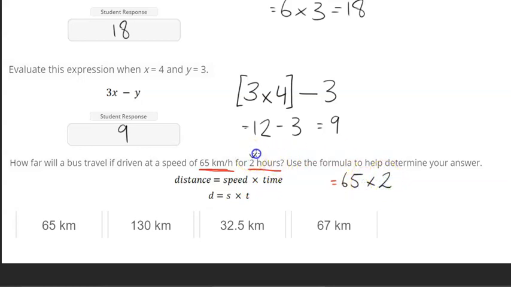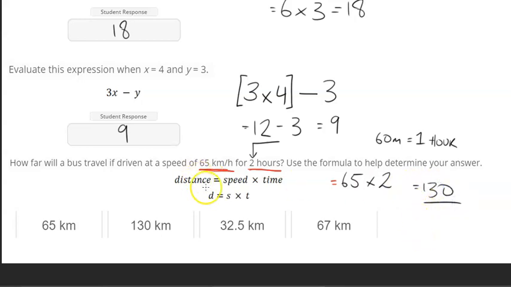Now be careful. Sometimes your time frame might be given in a specific way, and we've got to remember that there are 60 minutes within 1 hour. So you might get some questions that pop up that say 1 hour and 30 minutes, this is 1.5 hours. So be very, very careful about your conversion. This is a nice simple whole number, so 65 times 2 is 130.